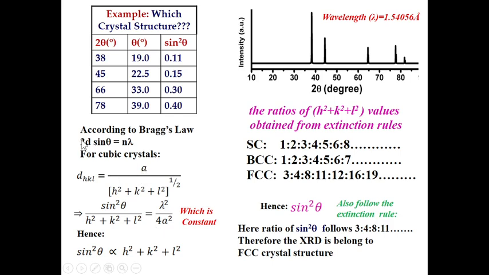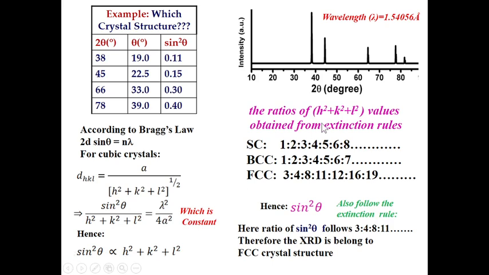So 2d sinθ = nλ; with n = 1, we get λ = 2d sinθ, and squaring gives 4 d² sin²θ, so λ² is 4 d² sin²θ. Here you can see the wavelength λ of the incident X-ray is constant, and the d-spacing, or for a cubic lattice the lattice constant a, is also constant. So this side will be constant. That means sin²θ is directly proportional to h² + k² + l².